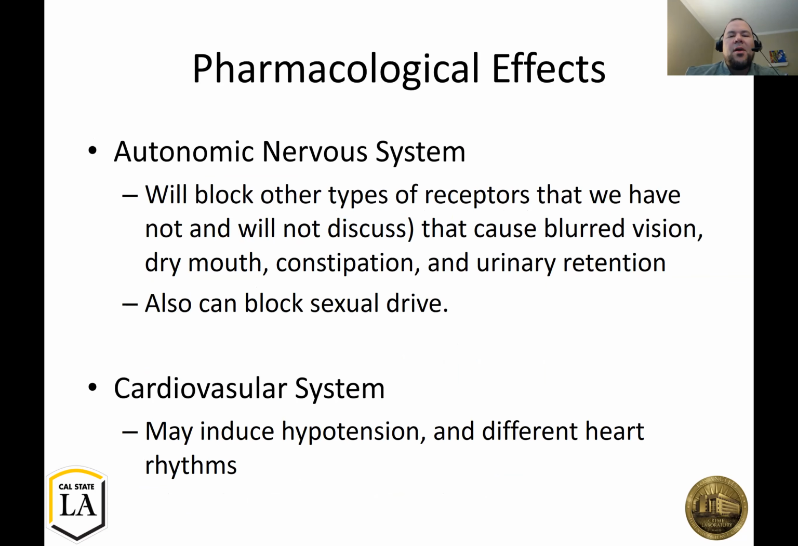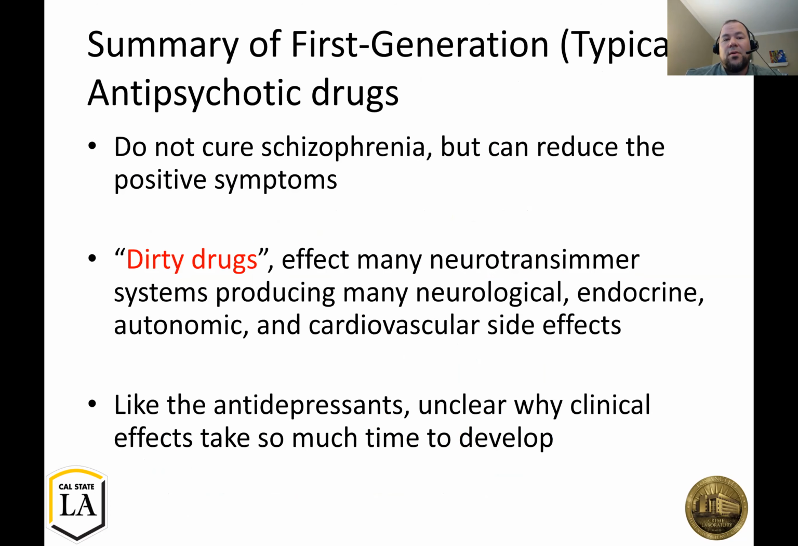So in general, the autonomic nervous system, right? The pharmacological effects of these drugs will block other types of receptors: blurred vision, dry mouth, also sexual drive. These are issues that we saw in the antidepressants. There can be some issues with the antipsychotic medications with hypotension and different heart rhythms as well.